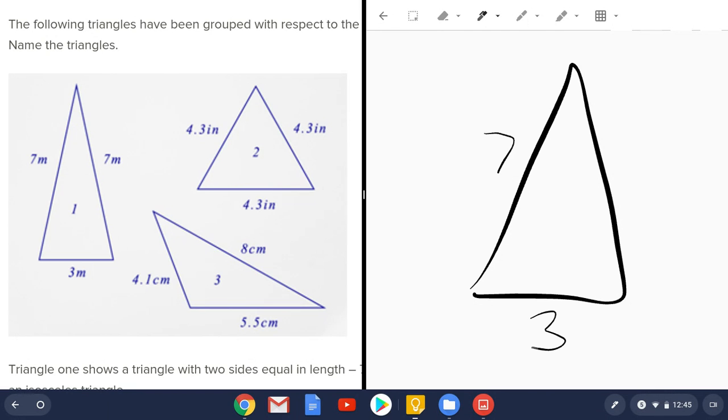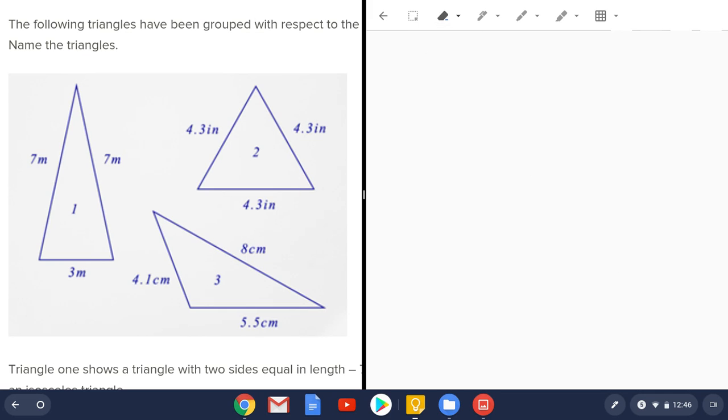Give my Chromebook a second to catch up with me. So you can see two of them share the same length. What kind of triangle would that be? That would be an isosceles triangle. Don't you guys love technology? Sometimes it takes a little while, but we eventually get there, don't we?